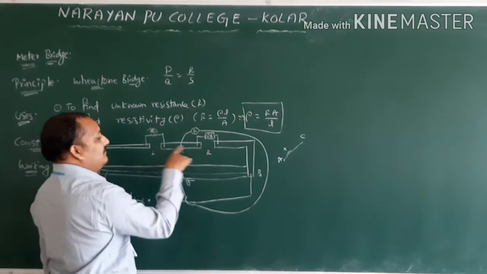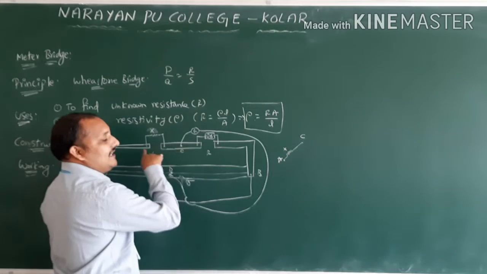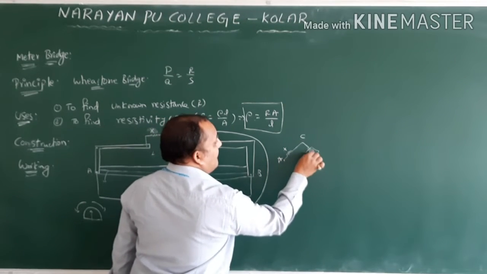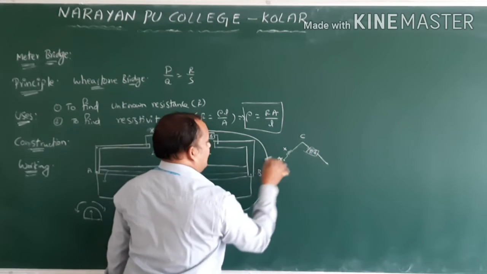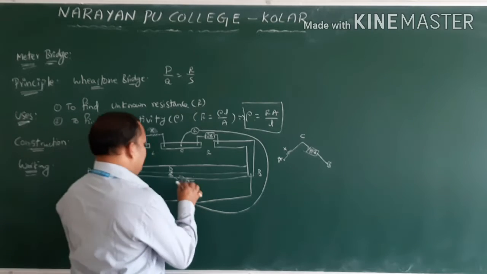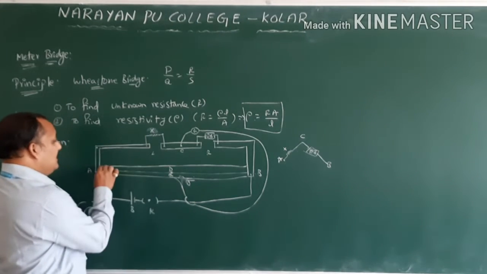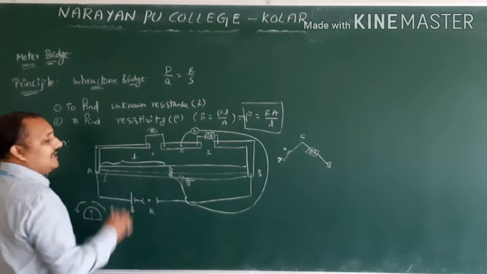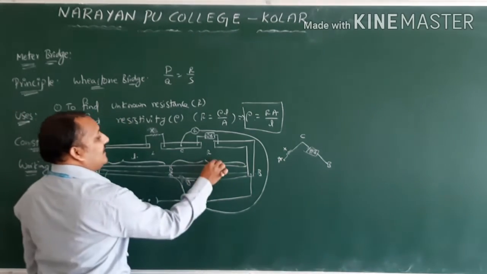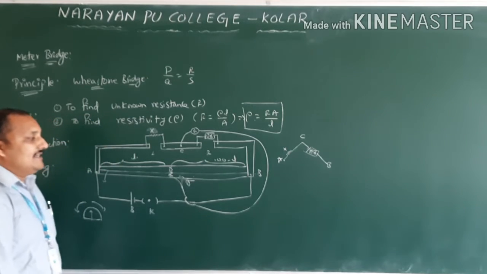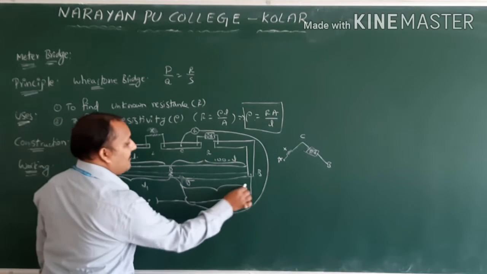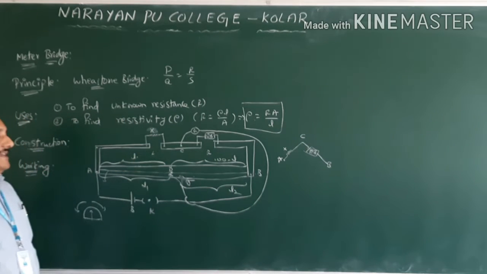How are these two connected? This left gap and right gap are both connected in series. So this is resistance, connected to B. Next, A to D is some amount of length, let us assume L. Next D to B is another amount of length, that is nothing but 100 minus L centimeter. In some books they will write this as L1, remaining as L2. Both will be the same.